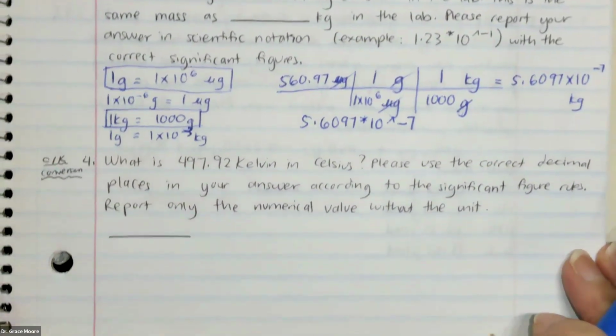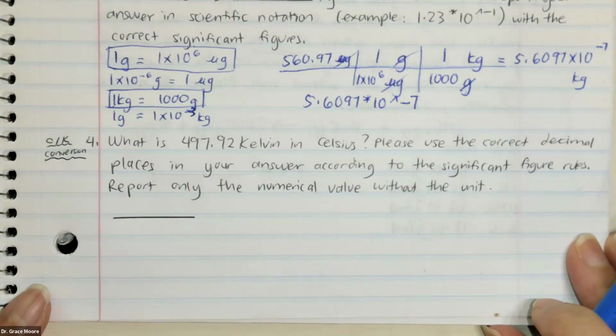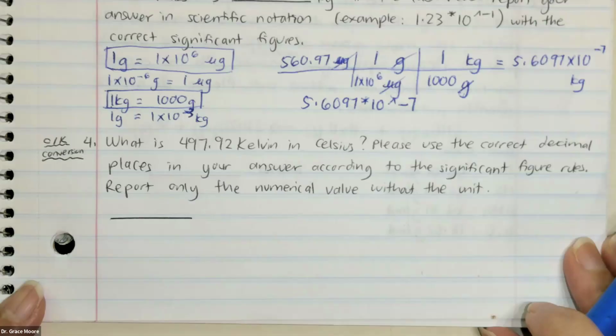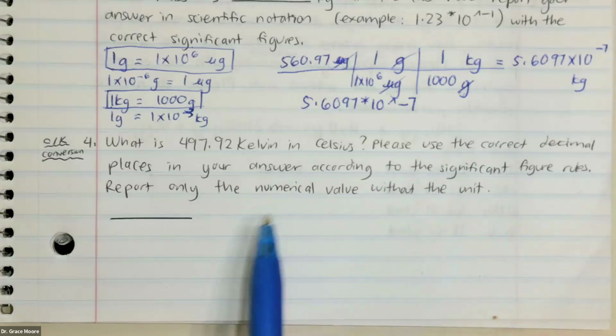The next question we have is, what is 497.92 Kelvin in Celsius? Please use the correct decimal places in your answer according to the significant figures and put your answer with the correct SIGFIG rules. Report only the numerical value without typing in the unit. So all I want is just a number when I write it here. I can do my math down here.